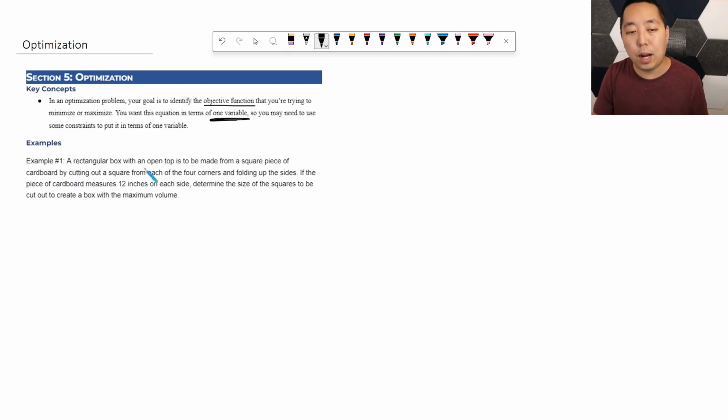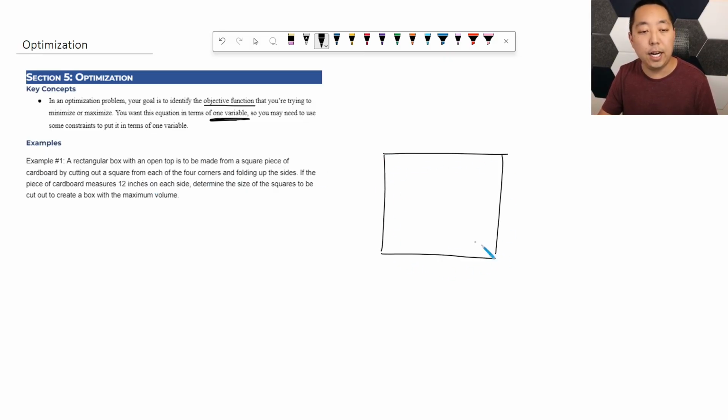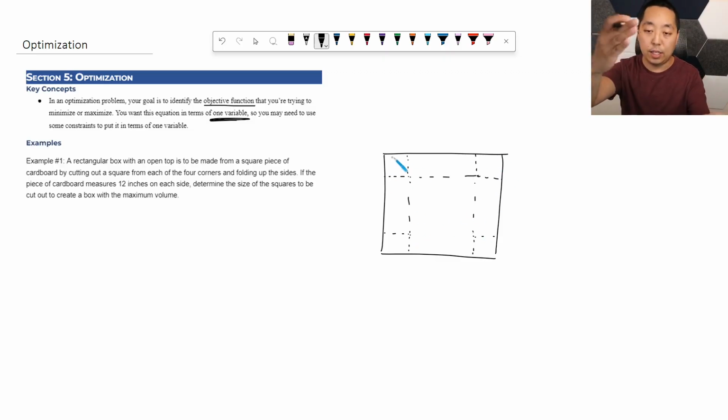A rectangular box with an open top is to be made from a square piece of cardboard by cutting one square from each of the four corners. So you're going to cut a square here in each of the four corners. And then once you cut them out, the sides can fold up, right? Like these will fold along here, and here, and here, and here. So you're going to cut out these squares, and then you'll fold along the dotted lines into an open top box, right? So you have to do a little bit of visualization here.